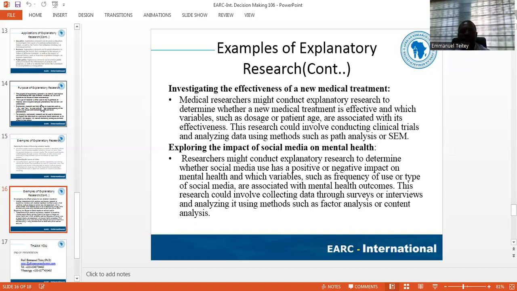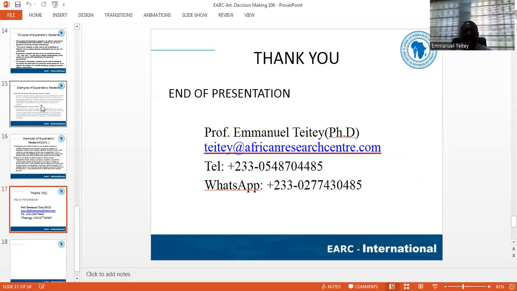So, explanatory research can be conducted in various areas, in business, in social science, in health, and even it can be applied by the media to assess impact of so many things. So an explanatory research is such an important research that aids our day-to-day life.